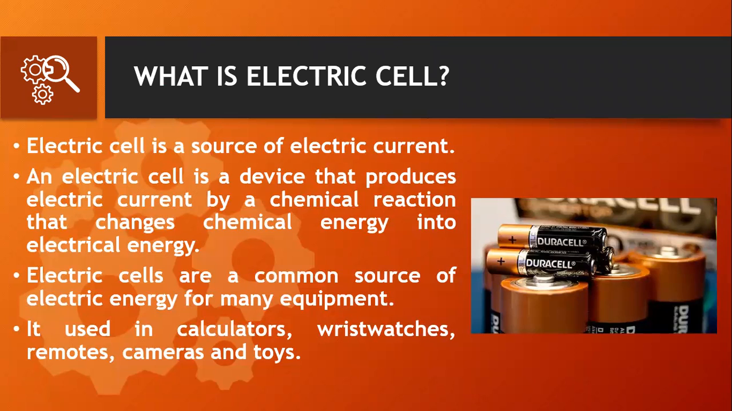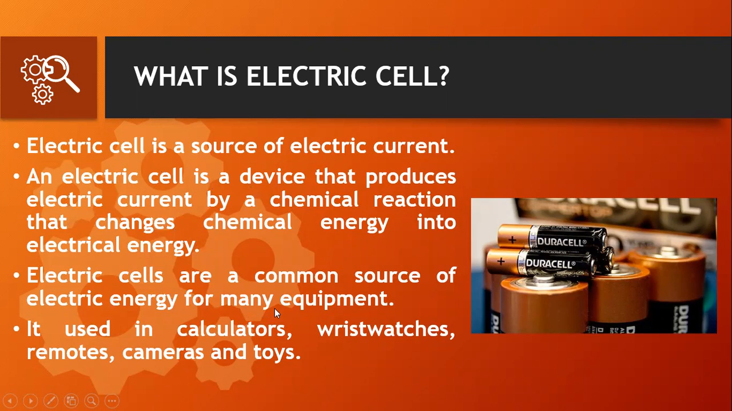For example, if we put a battery in a remote, the remote works. Why is the remote working? The remote is working because the chemicals inside the battery are reacting with each other, and when they react they produce chemical energy. This chemical energy is converted into electrical energy inside the electric cell, and then the electric cell provides us the electric current. So this is how the electric cell works. This is the perfect definition of an electric cell.